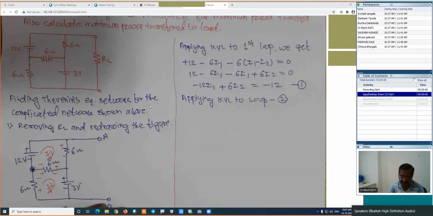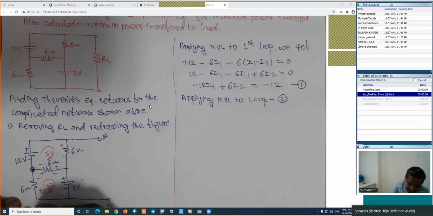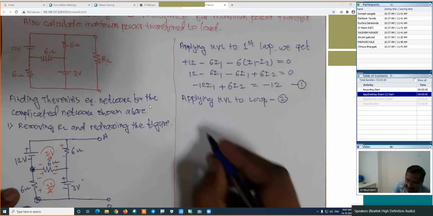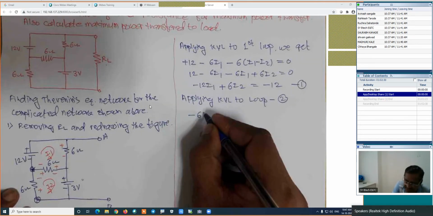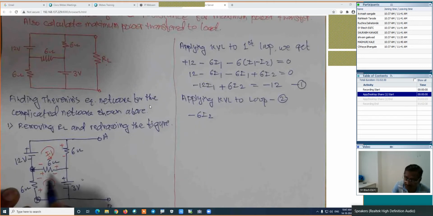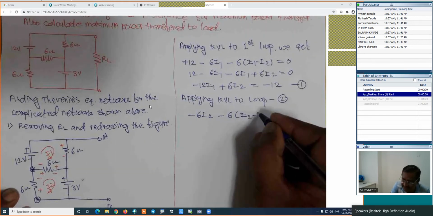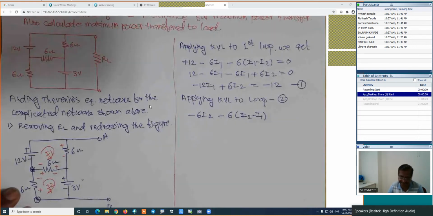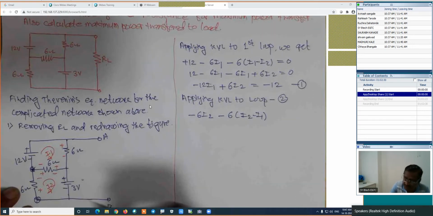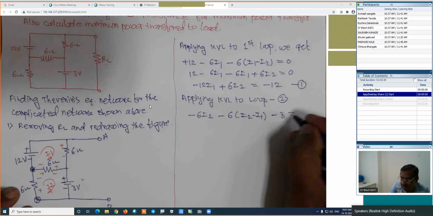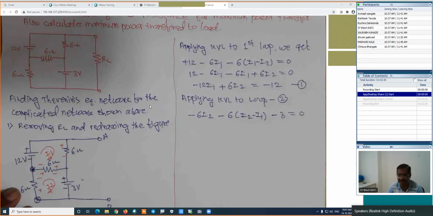If we are applying the KVL to the second loop and starting from this point, we are traveling in the clockwise direction. Positive to negative, it is minus 6 into its current, which is I2. Then positive to negative, it is minus 6 into its current, and its current in this case is I2 minus I1. And finally, positive to negative minus 3, which is equal to 0. This is the application of the KVL.